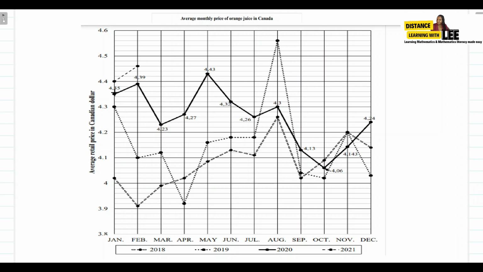Okay, so already at that point there, we are told that it's 4.35. That point there, 4.39. That point there, 4.23. That point there, 4.27. That point there, 4.43. That point there, 4.32. That point there, 4.26. That point there, 4.3. That point there, 4.13. Okay, that point there is 4.06. That point there is 4.143, and that point there is 4.24, right? So we're going to take all these values and I'm literally going to put them down.